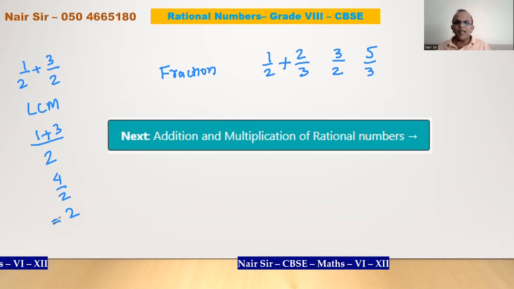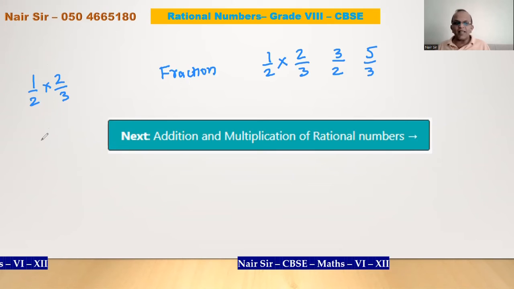Now the same thing, if instead of addition, I say multiplication. What is the rule for fraction multiplication? 1 upon 2 multiplied by 2 upon 3, nothing else, numerator to numerator, denominator to denominator, and the answer is 2 by 6. If I get a number where I can make it small, the lowest form, 1 upon 2.